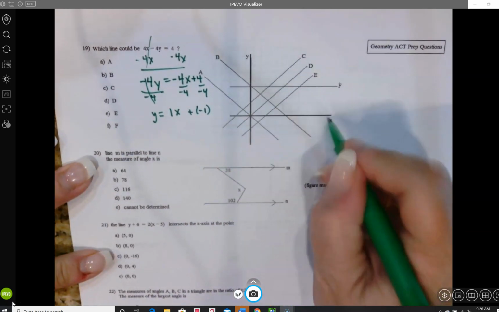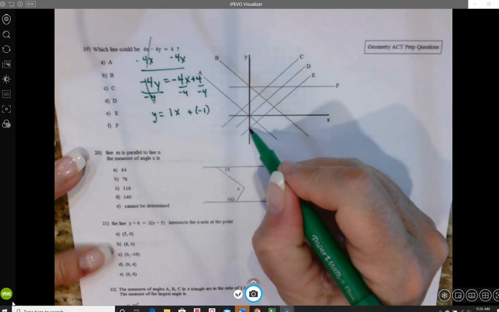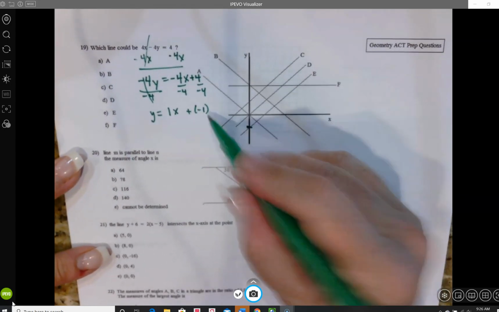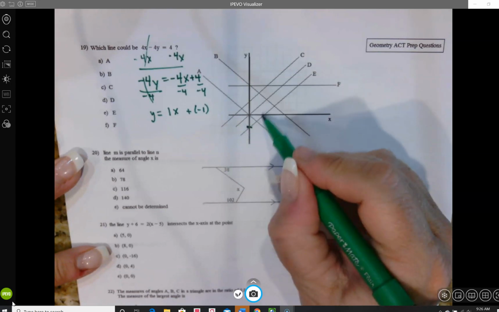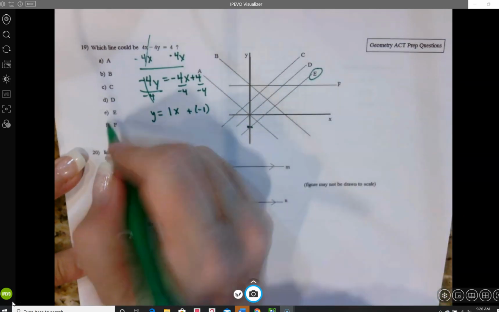So if I've got my x and y axis here, I'm looking for the line that crosses at the y-intercept of negative 1 that has a positive slope. So that is going to be line E.